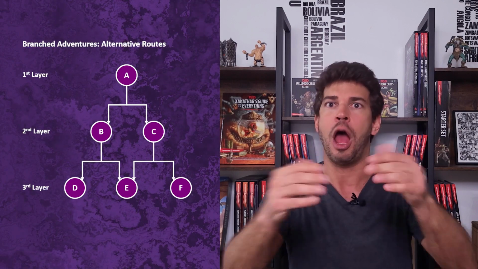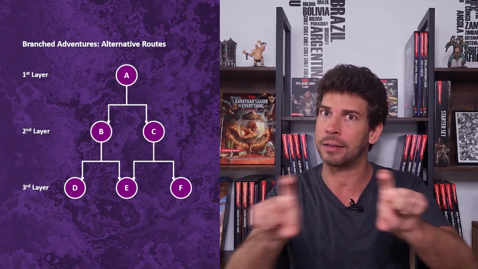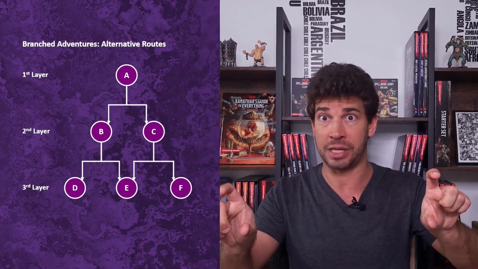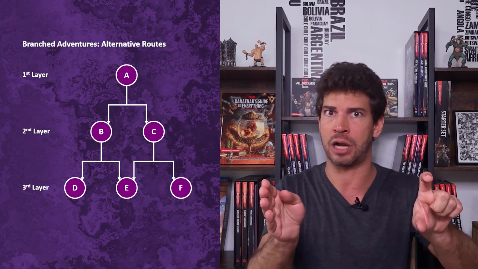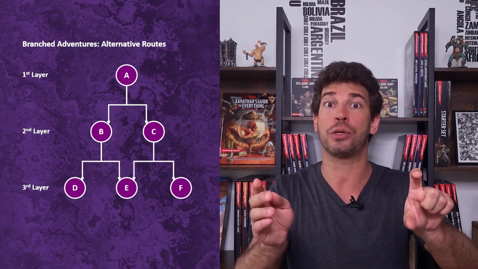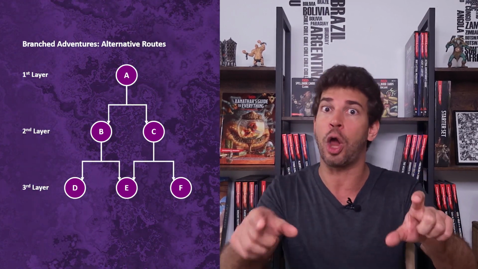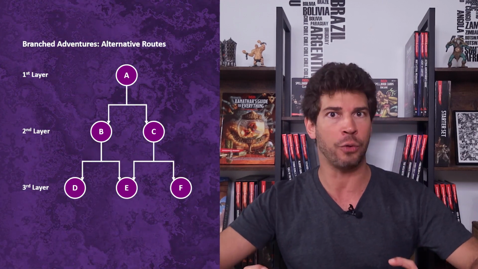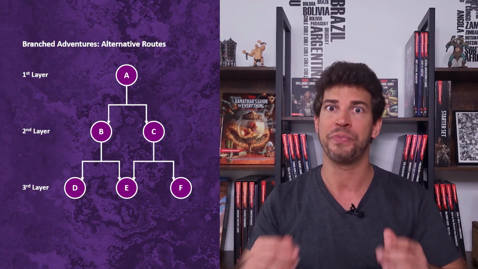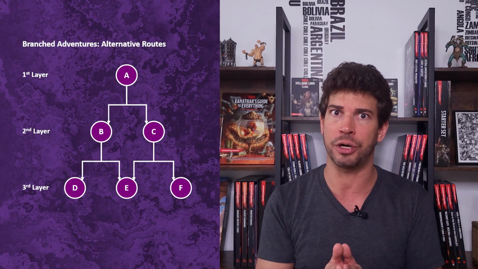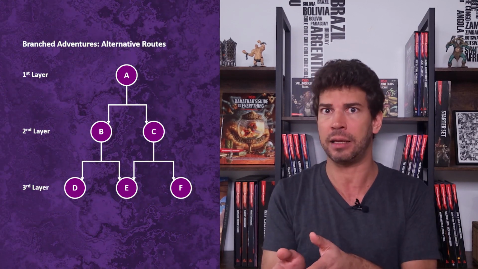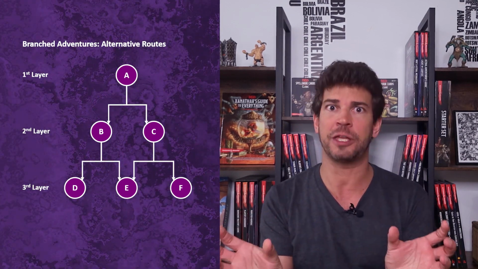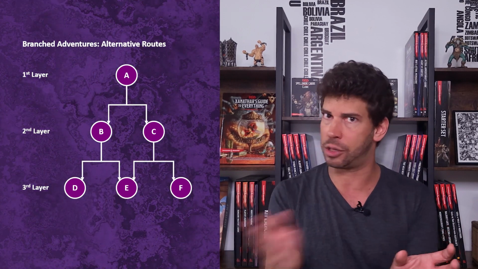In that case, a first layer encounter unlocks 2 or more second layer encounters. Players can choose which of the second layer encounters to tackle, and they need to succeed in only one to unlock one or more of the following third layer encounters. Each second layer encounter may unlock the same third layer encounter, different third layer encounters, or a mix of them.